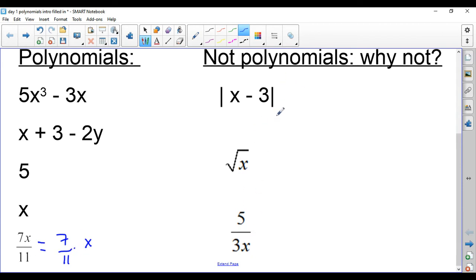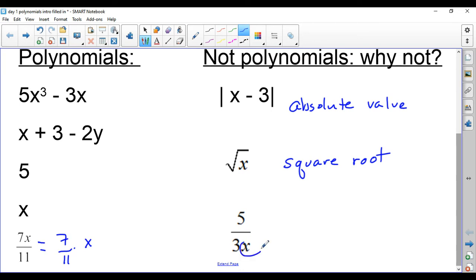These, on the right-hand side, are not polynomials. This is the absolute value of x minus 3. The absolute value bars make it not a polynomial. Here we have square root of x. A square root is not a polynomial. And at the bottom, we have 5 divided by 3x. Because the x is in the denominator, this is not a polynomial because there is division by x.